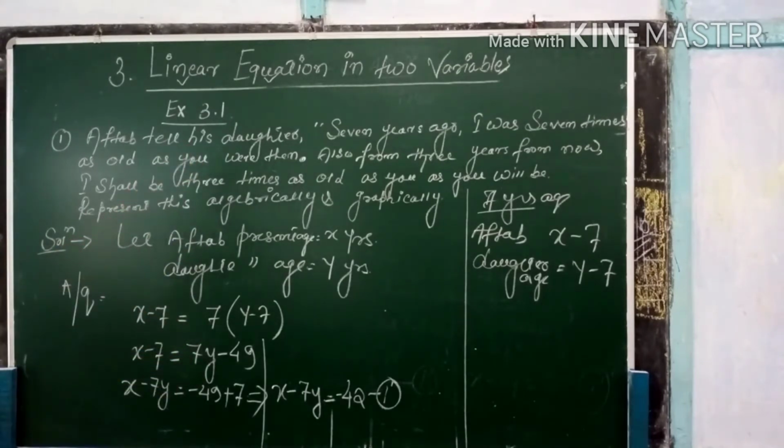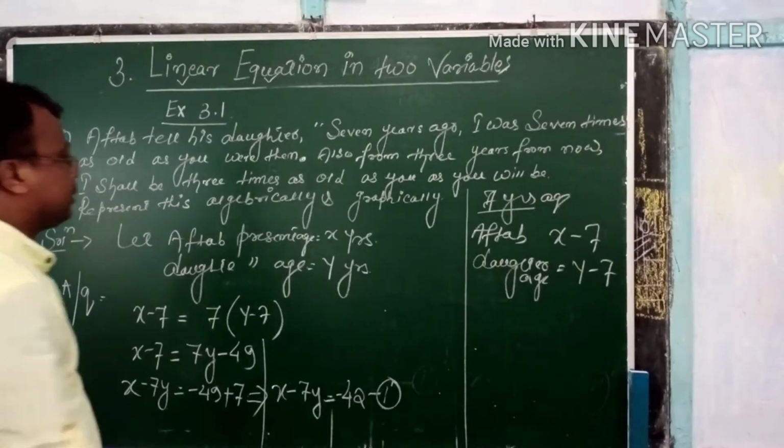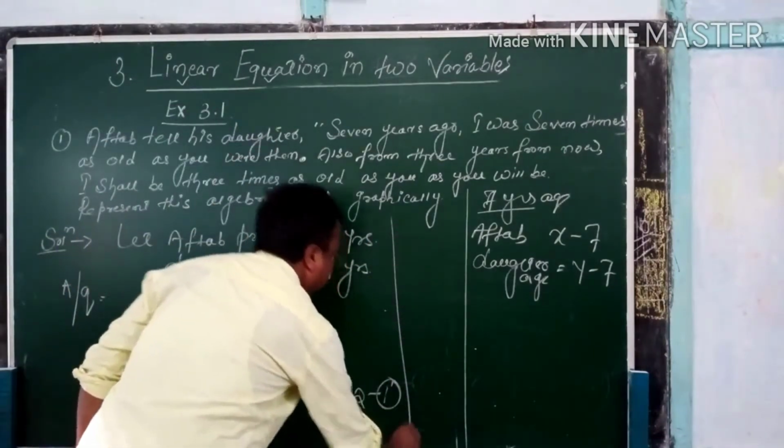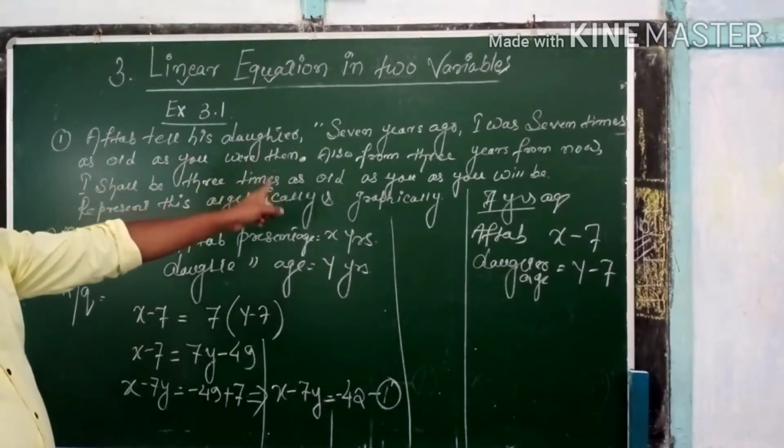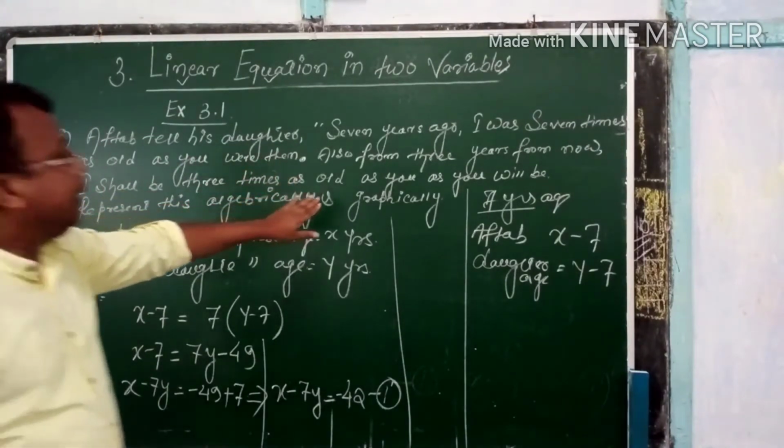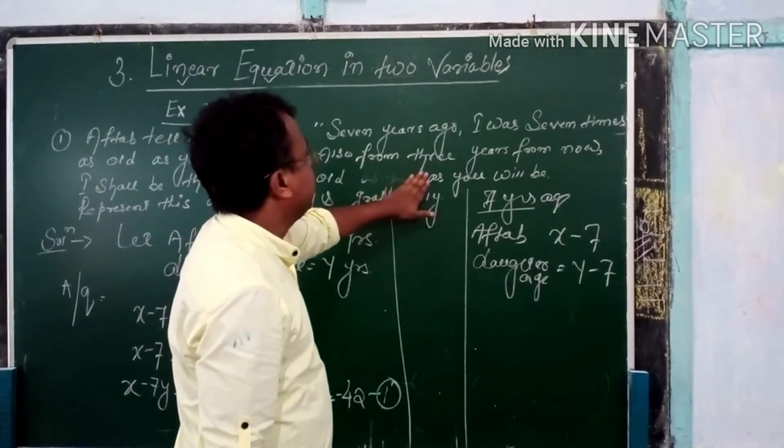Now come to the second condition. What does the second condition say? Alright? Second condition: I shall be 3 times as old as you.